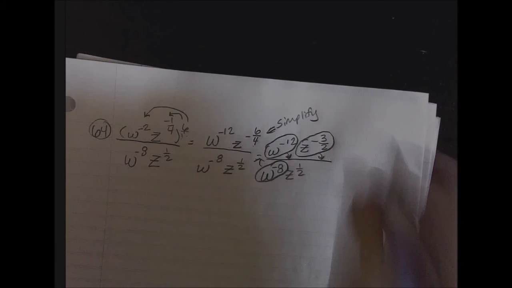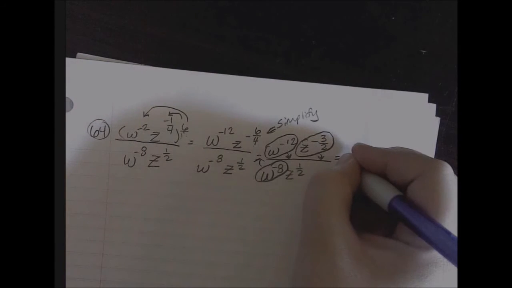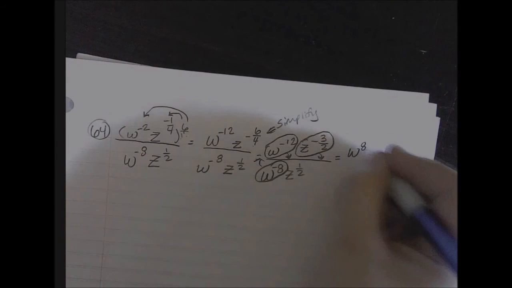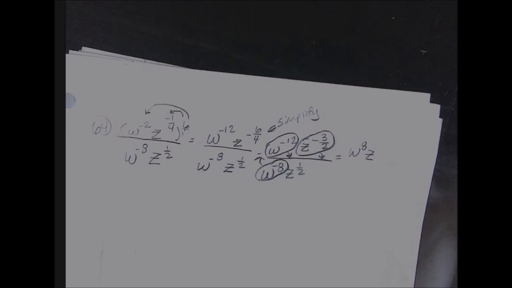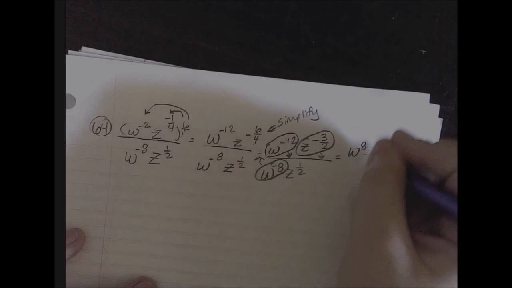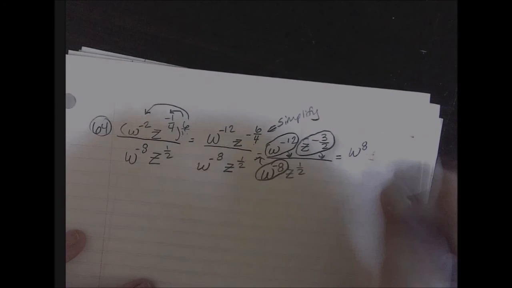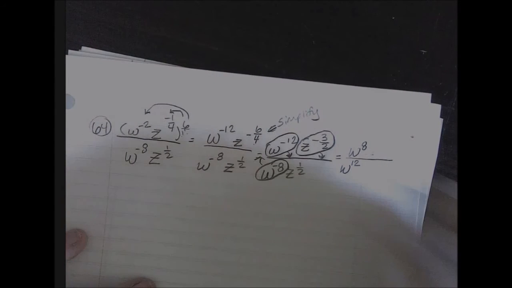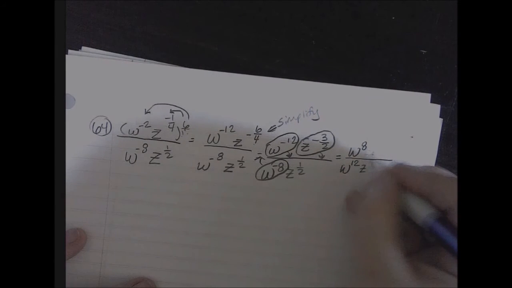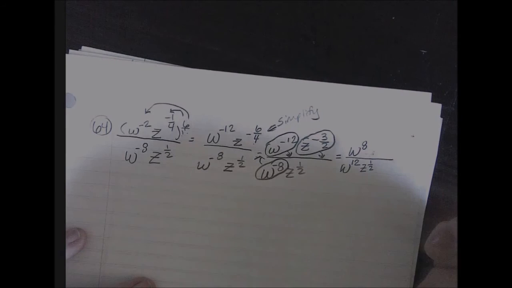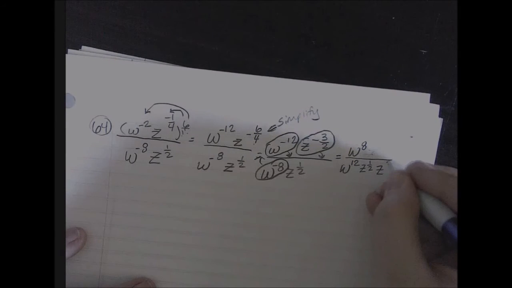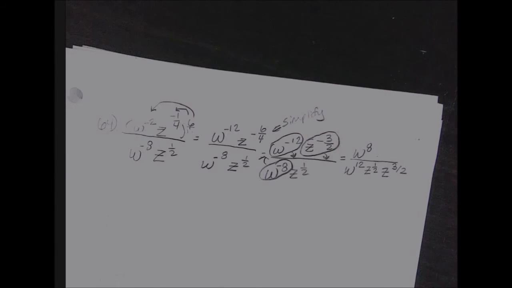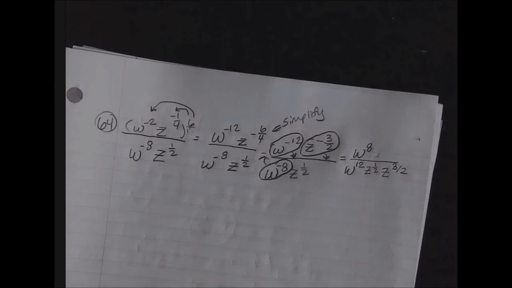So I'm going to end up with w to the 8. Oops, I messed up. Sorry about that, guys. I've got a w to the 8 that goes on the top. My w to the negative 12 goes on the bottom and becomes a positive. Then I have my z to the 1/2 that didn't move, and my z to the 3/2. So now I'm going to take this one step at a time. I'm going to look at my w's first, and then I'm going to look at my z's.